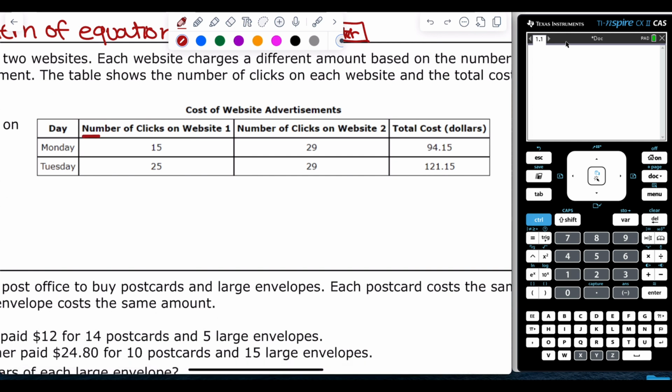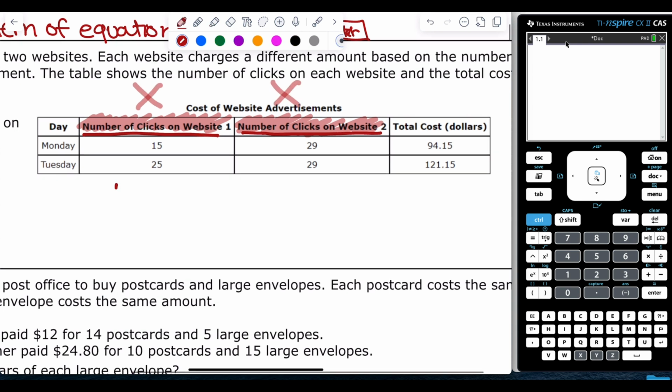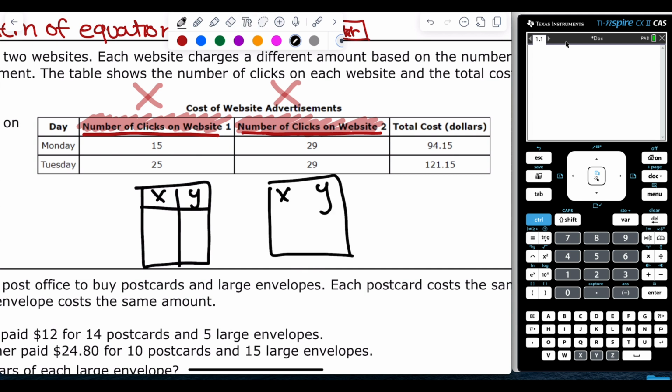So you have number of clicks on website 1, number of clicks on website 2. These are very similar. They're almost the same, only one thing is different, the 1 and 2. So we're going to make those our x value. So I'm going to make 2 new tables down here. So instead of being one big table, we're going to make 2 smaller tables. X, Y, X, Y.